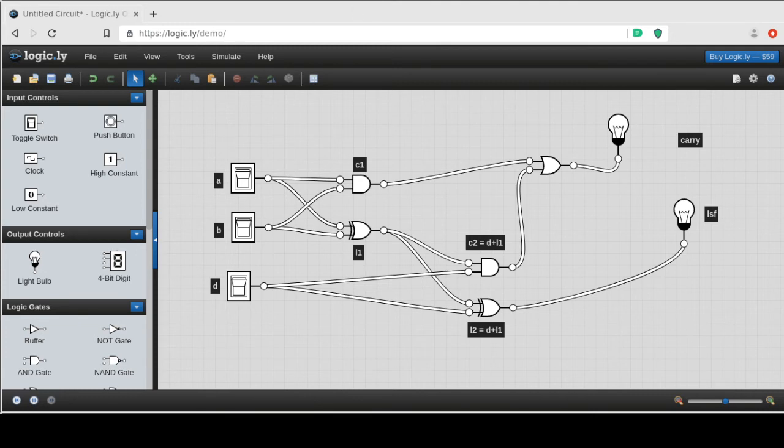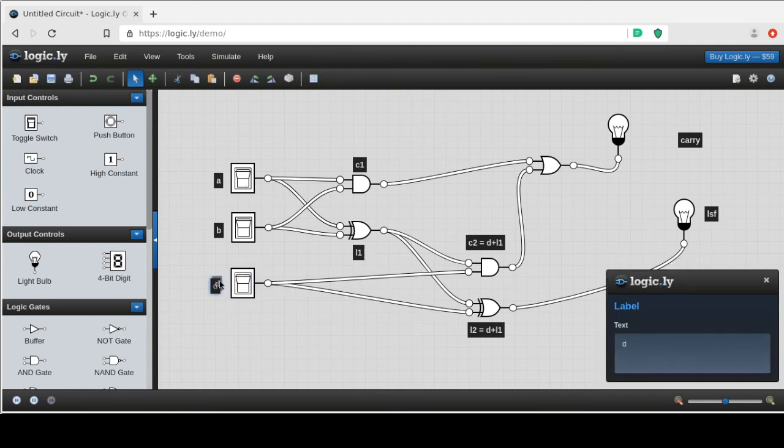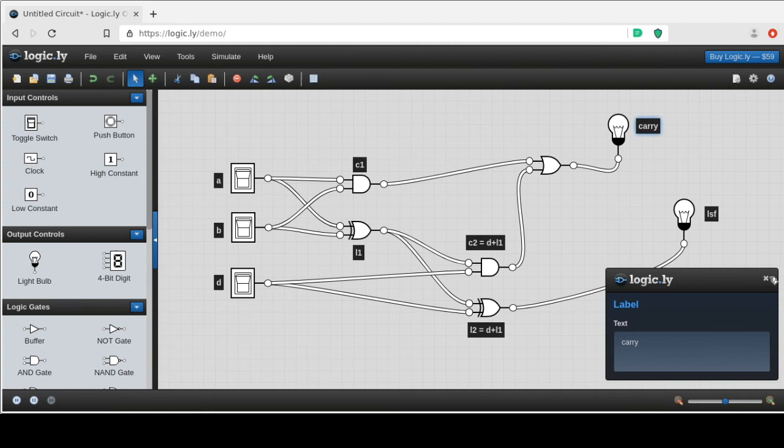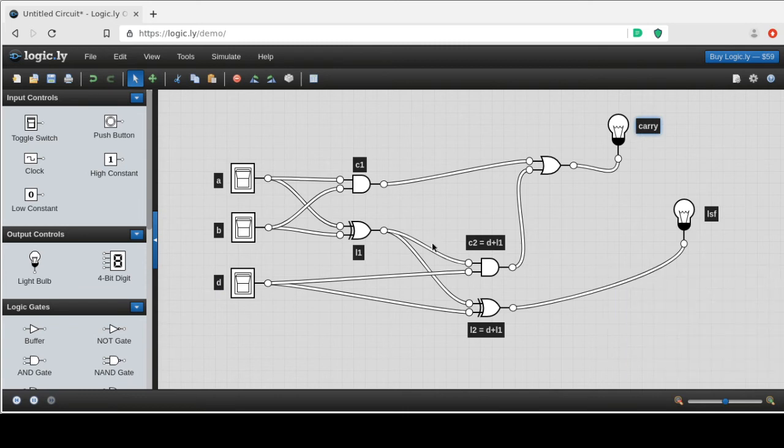Okay, let's go through all the possibilities. Right now I'm adding 0 plus 0 plus 0. Remember, these switches represent the inputs, and the light bulbs are the output. So what's 0 plus 0 plus 0 equal to? It is equal to least significant figure 0, carry 0. So the answer is 0, carry 0.